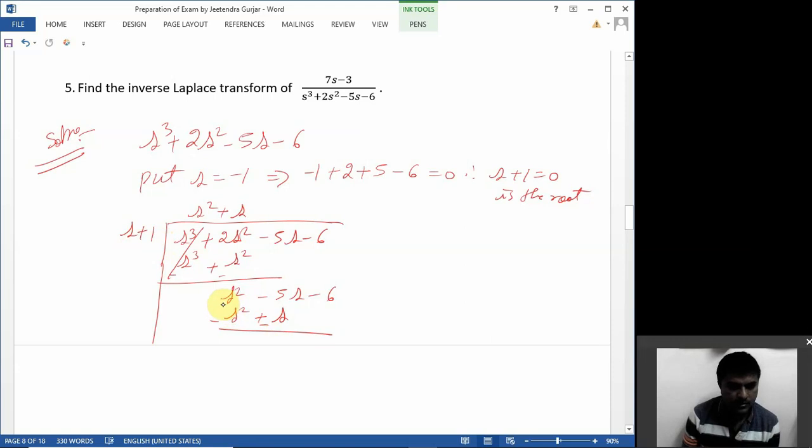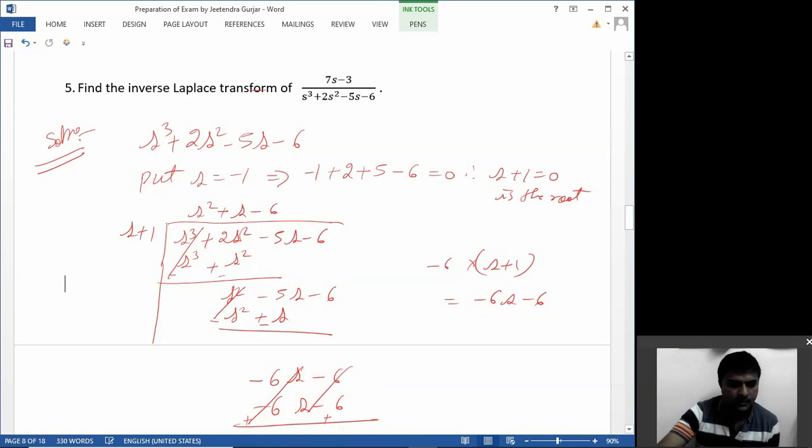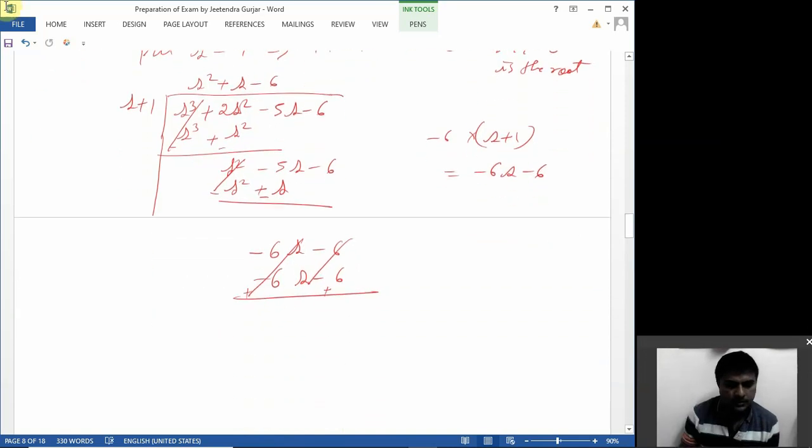Please change the sign. Plus s square is there, minus s square is there, this gets cancelled, and here minus 5s and minus s is going to become minus 6s minus 6. Now I am going to put here minus 6. Minus 6 into s plus 1 will be minus 6s minus 6. I will substitute this. I change the sign, plus and minus, so both get cancelled. So this means what, students? This is 0.